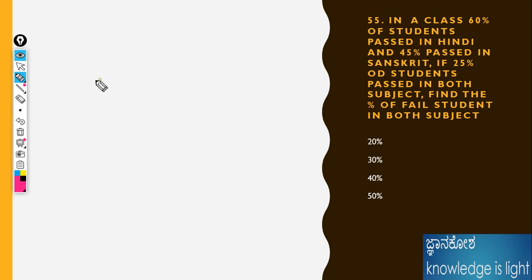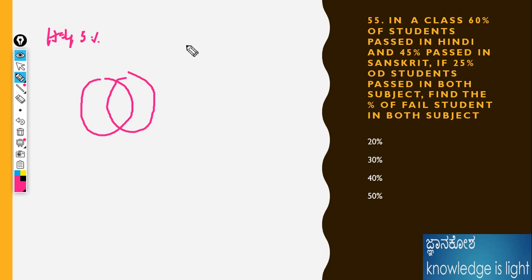This is the circle. You write how many percent passed in the Hindi exam: 60%, and the Sanskrit exam 45%, and both passed by 25%. If 25 is already present in both, then for Sanskrit, 45 minus 25 is 20.